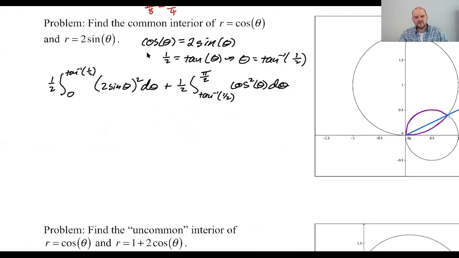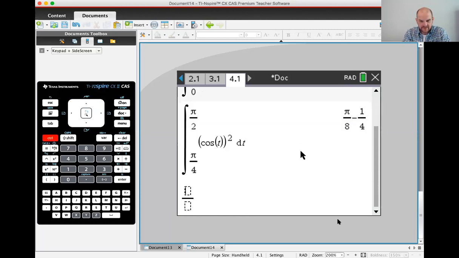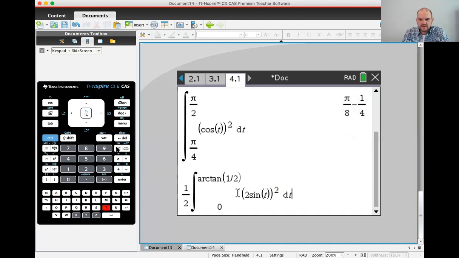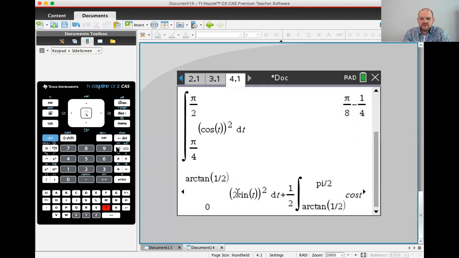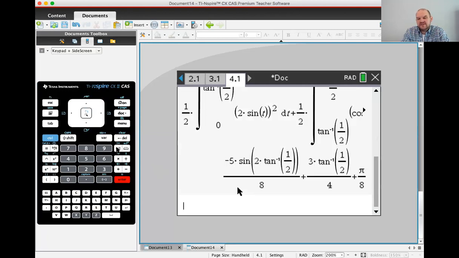So let's go to the calculator and find out what we got. If I'm way off, I'll probably make a bunch of excuses. But I think that I set up the correct integrals though. So 1/2 the integral from 0 to arctan of 1/2 of quantity 2 sine of t squared dt plus 1/2 integral from arctan of 1/2 to pi over 2 of cosine of t squared dt. Okay, so there's your exact value.